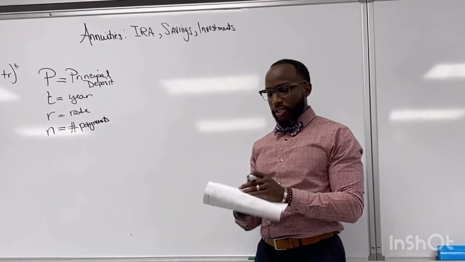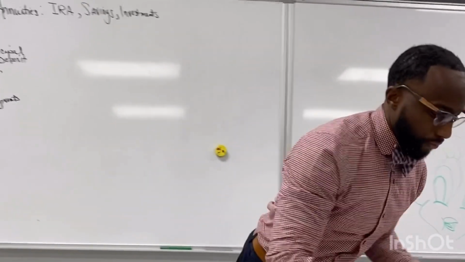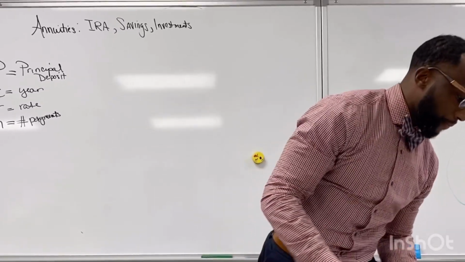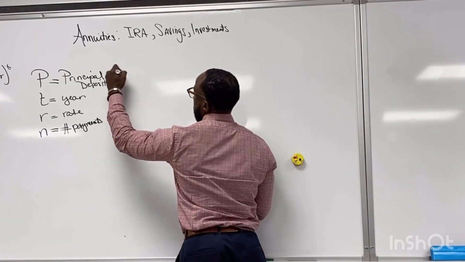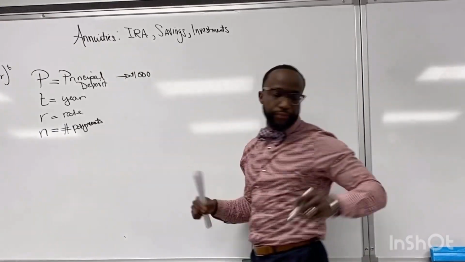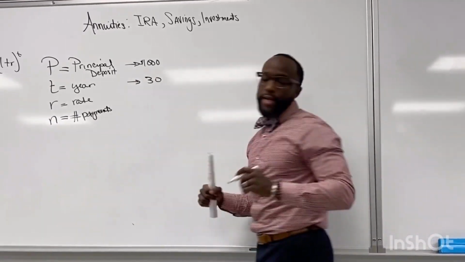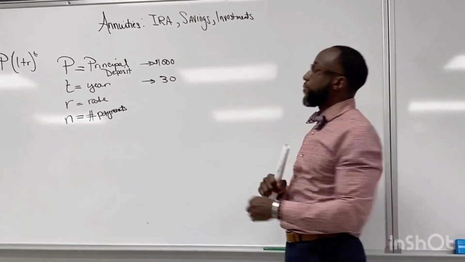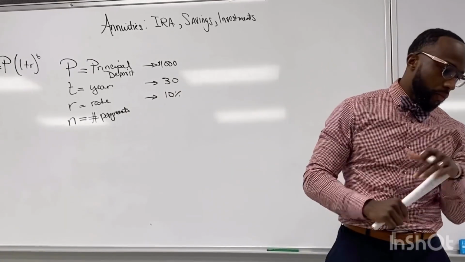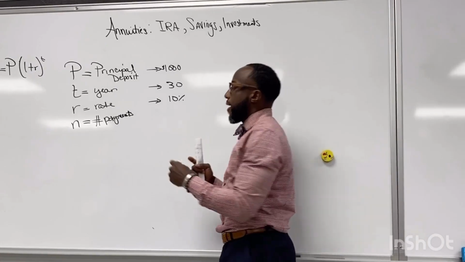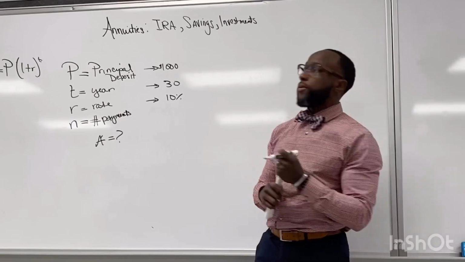So here's our first situation. We have a 35-year-old who decides they want to save for retirement by depositing $1,000 a year for 30 years at an interest rate of 10% a year. How much will they have in their IRA after 30 years?